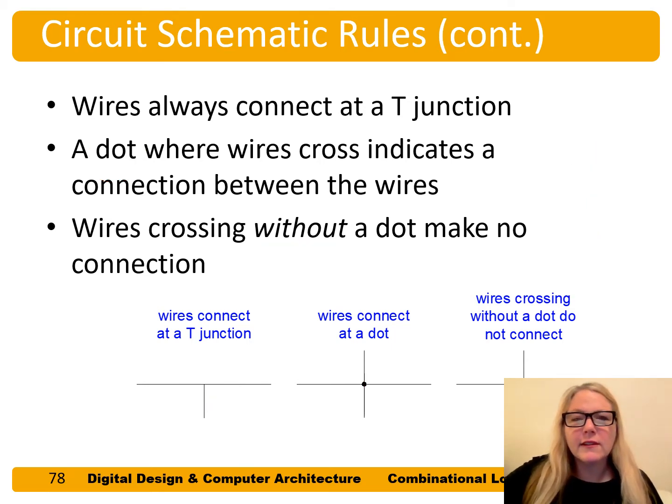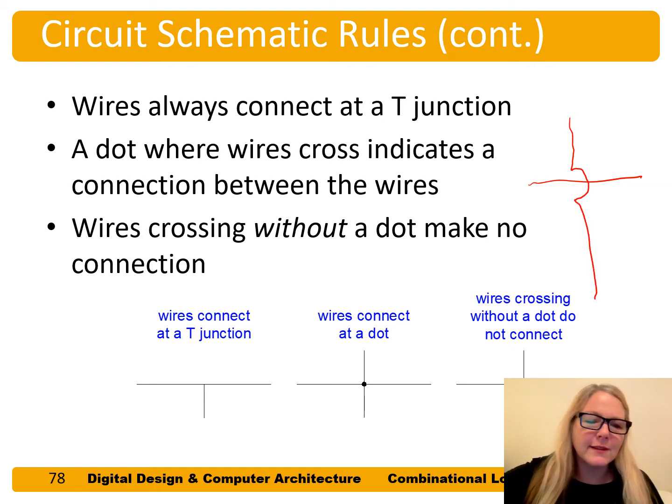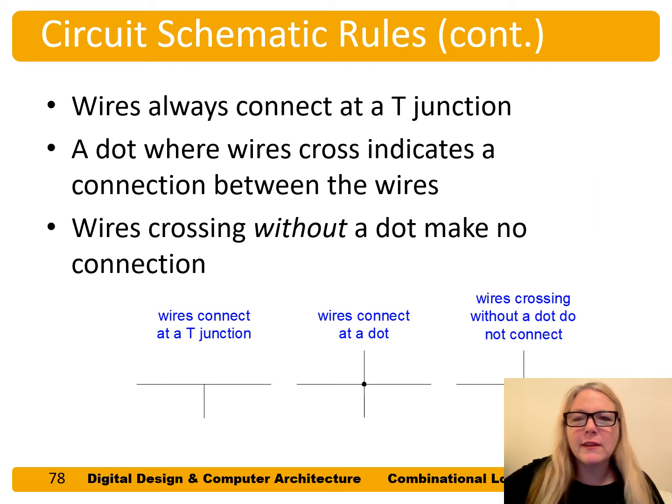And with circuit schematic rules, you'll see different schematics as you view more and more schematics. So some people do an extra jog, for example, showing the no connection instead of just crossing, to indicate that it doesn't connect. That makes circuit schematics more cluttery, so we don't use that method in this class. So no connection is just shown by two wires crossing. If I want those two wires to connect, I need to add a dot.